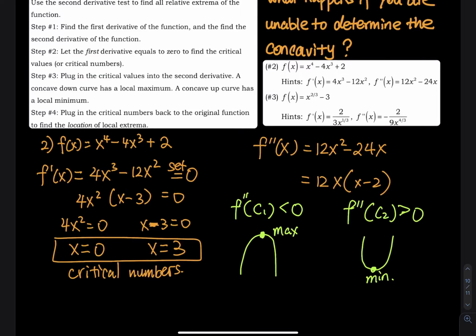We don't need to test any interval. We don't need to choose test values. We don't need to test the first derivative. So that's how convenient the second derivative method is. But there is a what if. As I move on to the next step, you will see the what if.